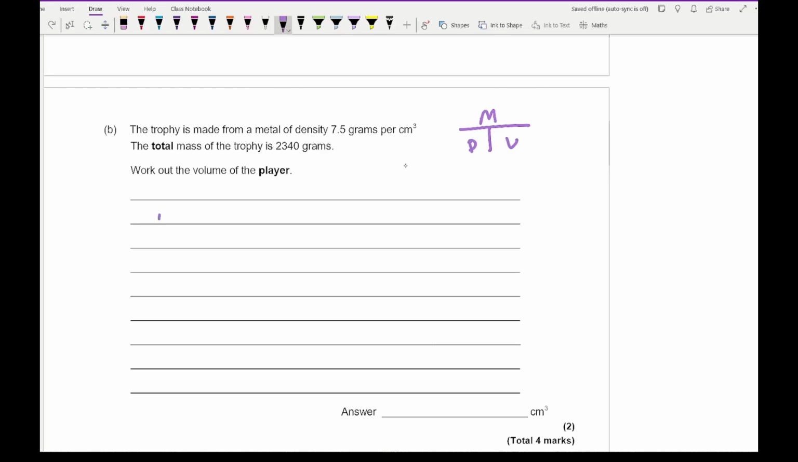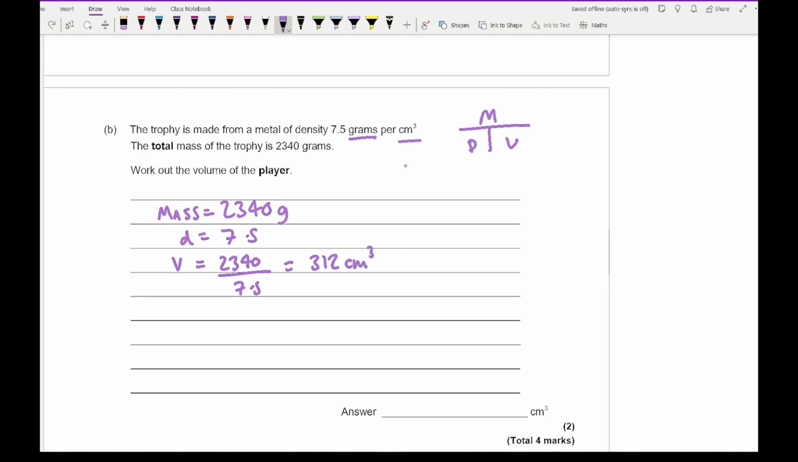Here we know that the mass is equal to 2340. Now we want the units in grams per cubic centimetre, so they're the units I need to be measuring both my mass and my volume. We know that the density in the question is 7.5, and the volume for the actual trophy is going to be 2340 divided by the density, which is 7.5, giving me a volume of 312 cubic centimetres.